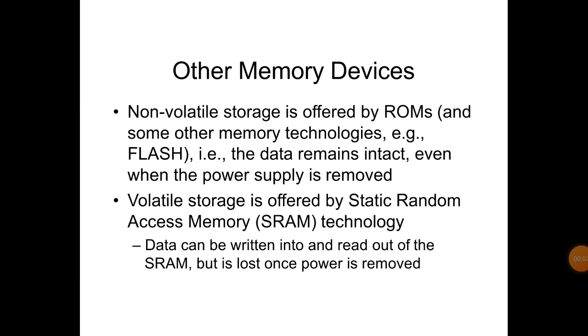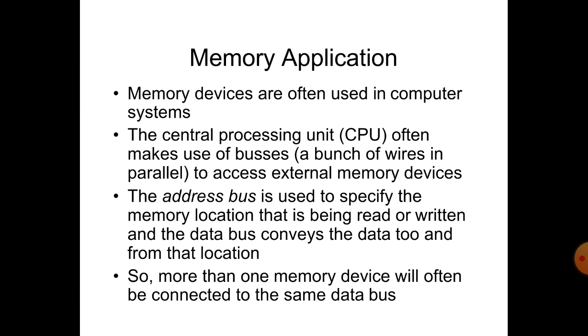Good morning, students. Today we are going to see what other memory devices are available. Non-volatile storage is offered by ROM and some other flash technologies, for example flash, remaining intact even when the power supply is removed. Volatile storage is offered by static random access memory, that is SRAM. Data can be written into and read out from the SRAM but is lost once the power is removed.